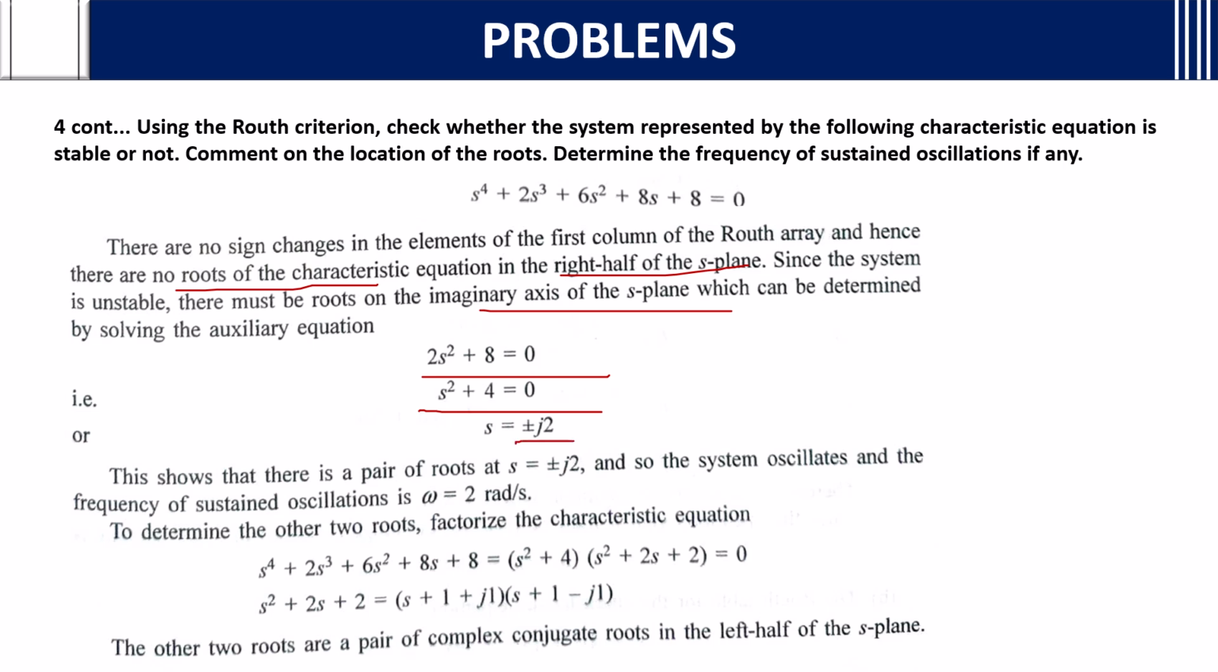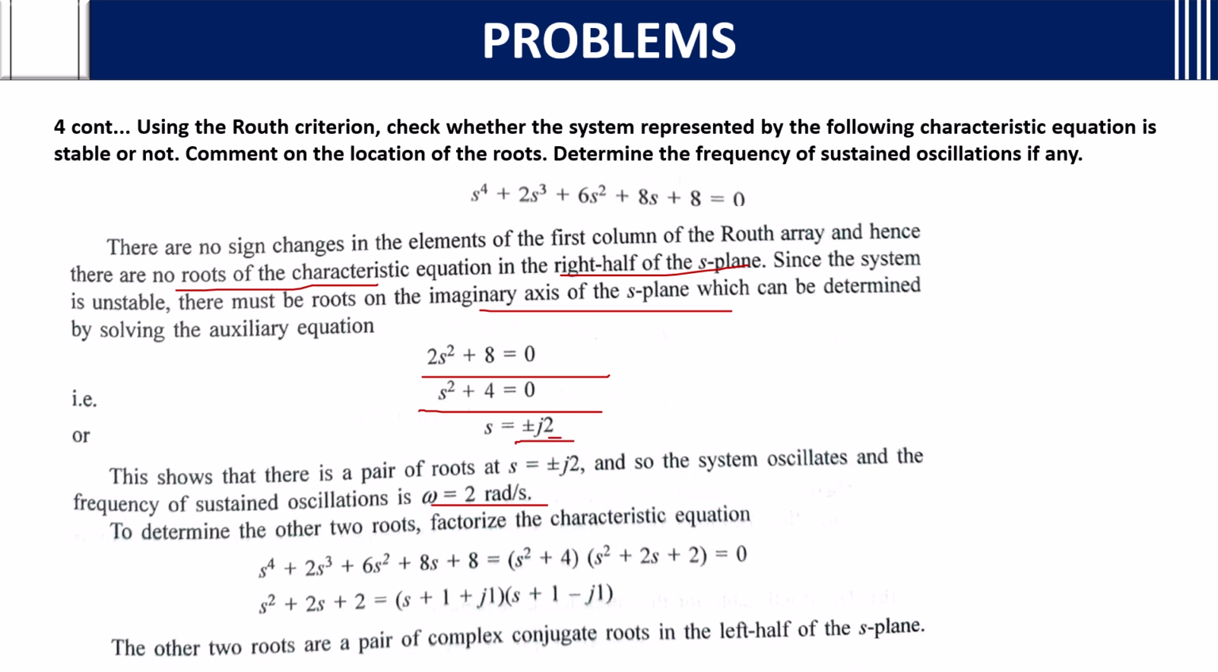I told you, these are the symmetrical ones. Plus or minus means minus j2 and plus j2. They are symmetrical, the same value. When you plot it, you will get plus j2 somewhere here and minus j2 here. They are at equal distance, so they are called symmetrical, present on the imaginary axis. So the system is unstable. The system oscillates, and the frequency of sustained oscillations omega will be 2, since j2 is nothing but that.